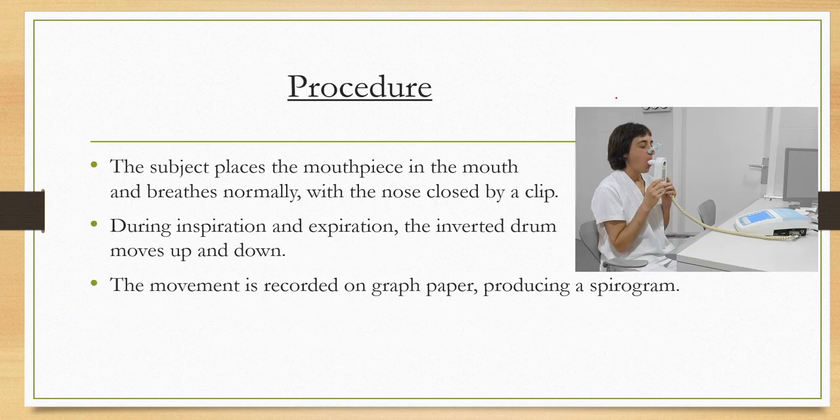Let's see the procedure of spirometry. A person places the mouthpiece in the mouth, with the nose closed by a clip, and breathes normally. During inspiration and expiration, the inverted drum moves up and down. The movement is recorded on graph paper, producing a spirogram.